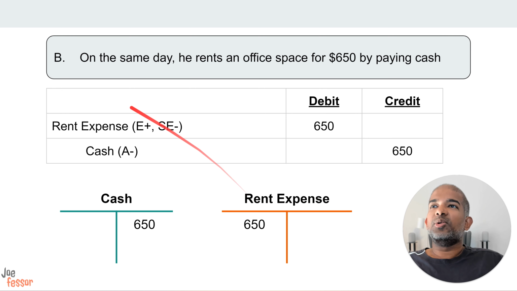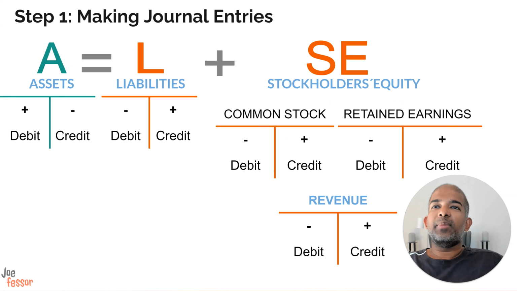Let's go on to transaction B. On the same day, which is the 1st of January, Joe rents an office space for $650 by paying cash. So the same day, he's paying $650 cash. We go back to the framework. We can see that cash has to be credited. We are paying cash of $650, so that account has to be credited.